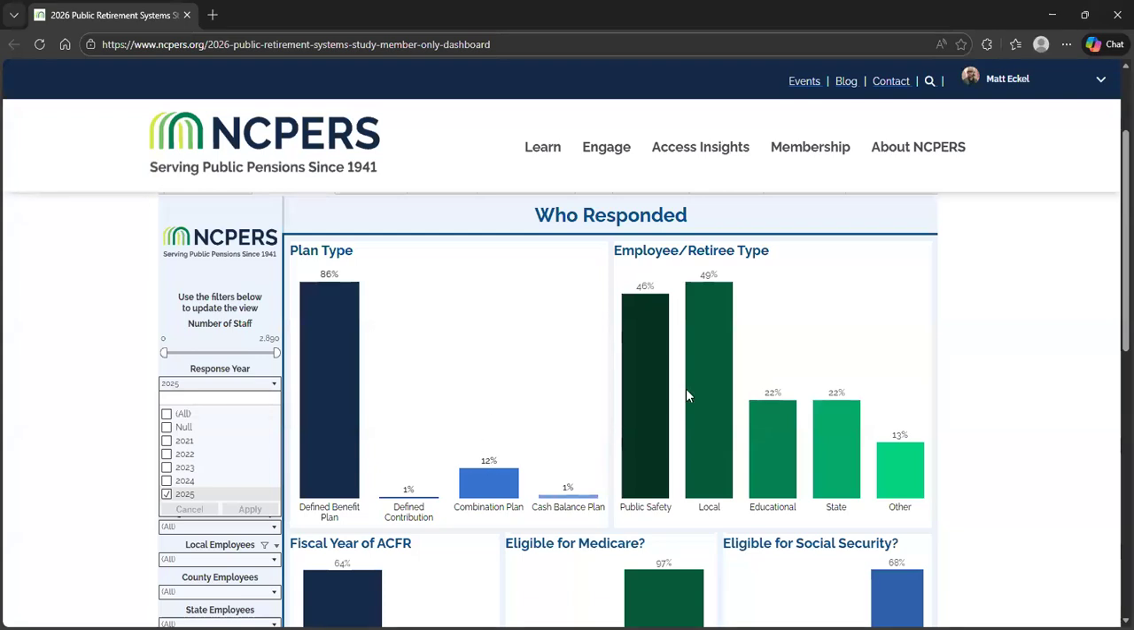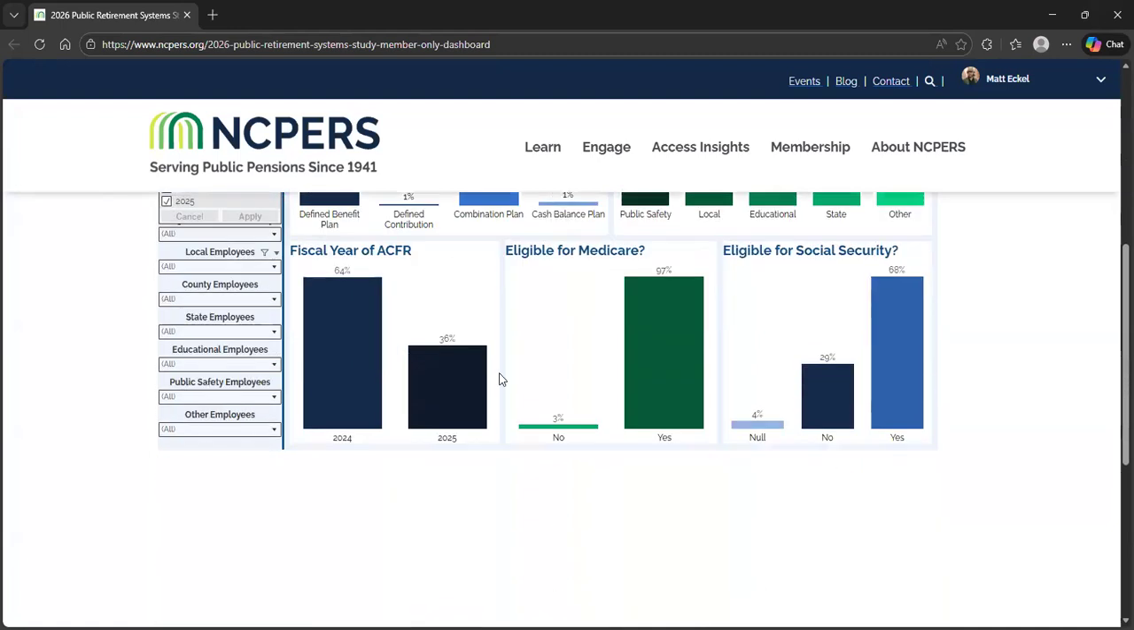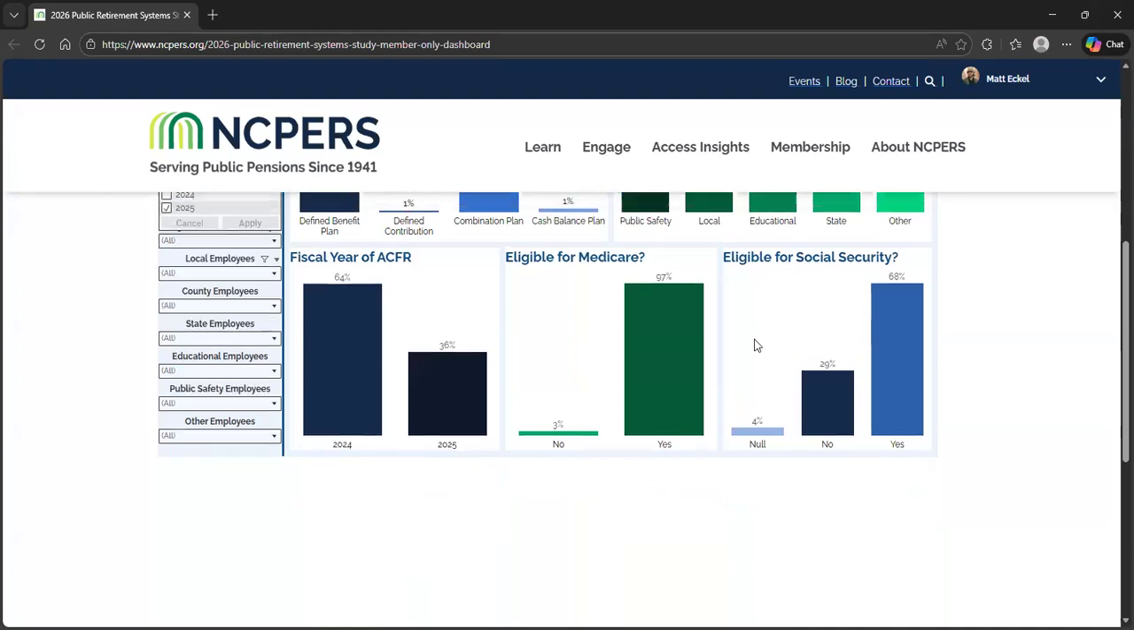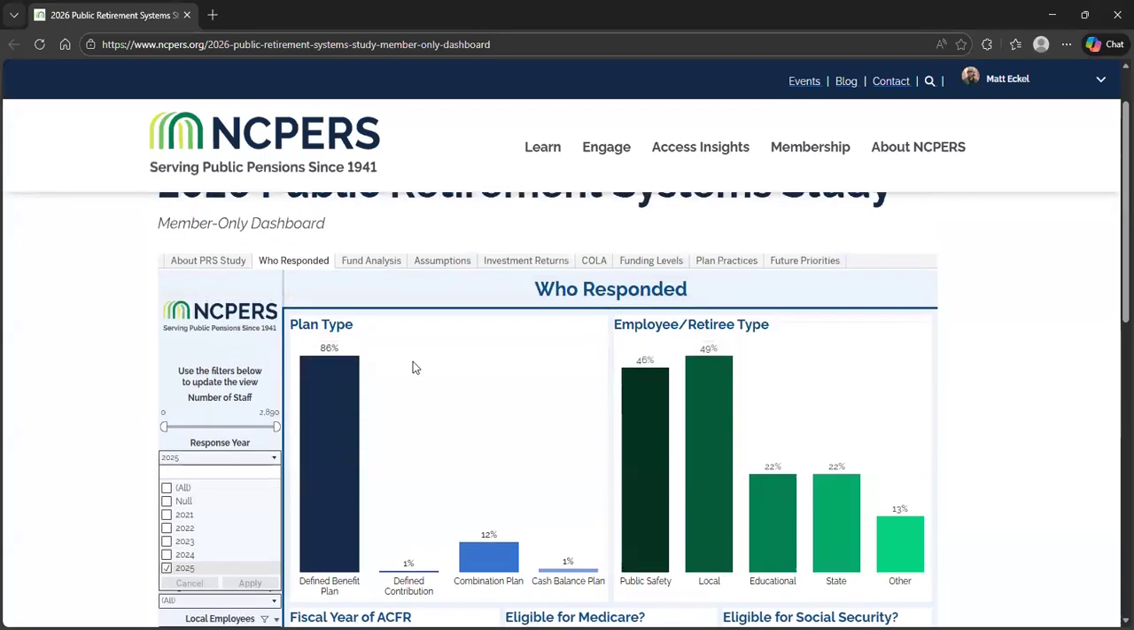Next, the employee and retiree type chart highlights the kind of workforces these plans serve, including public safety, local government, educational, and state employees. And as you scroll down, you'll see information on fiscal year end of the Annual Comprehensive Financial Report, or ACFR, whether participants are eligible for Medicare, and whether they're eligible for Social Security. These charts help ground the rest of the dashboard by showing who is represented in the data and how systems differ structurally.